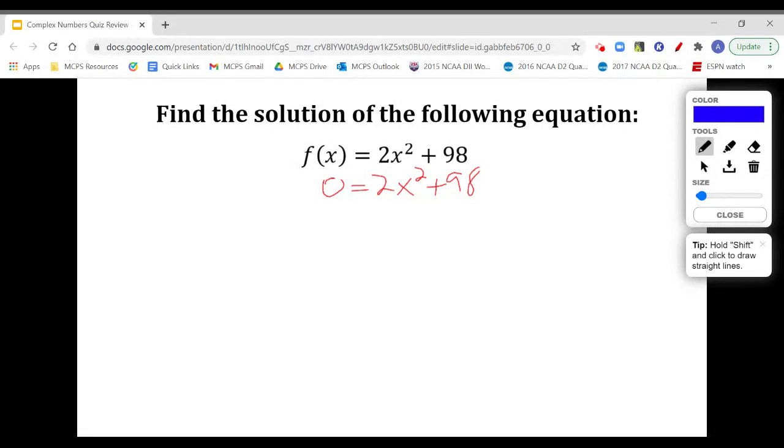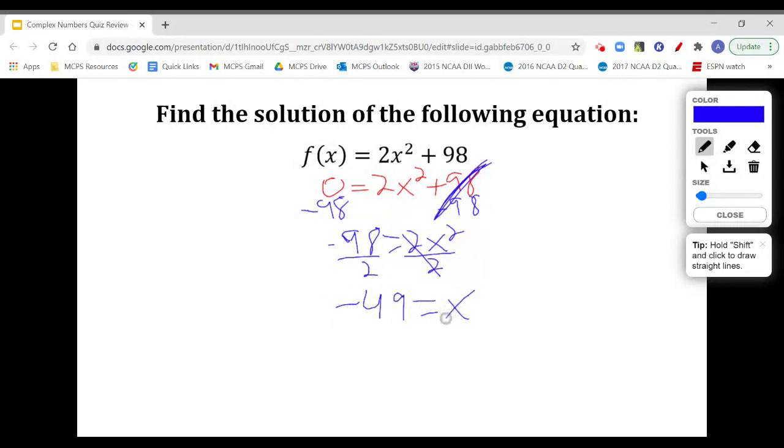Okay, so going over this, again, I'm working with the inverse order of operations. So I start with any addition or subtractions. So I'm going to subtract 98 from both sides. That leaves me with negative 98 equals 2x squared. Okay, because that canceled on the right side. Okay, again, before I take the square root, I have to completely isolate x squared. So I'm going to divide both sides by 2. That leaves me with negative 49 equals x squared.